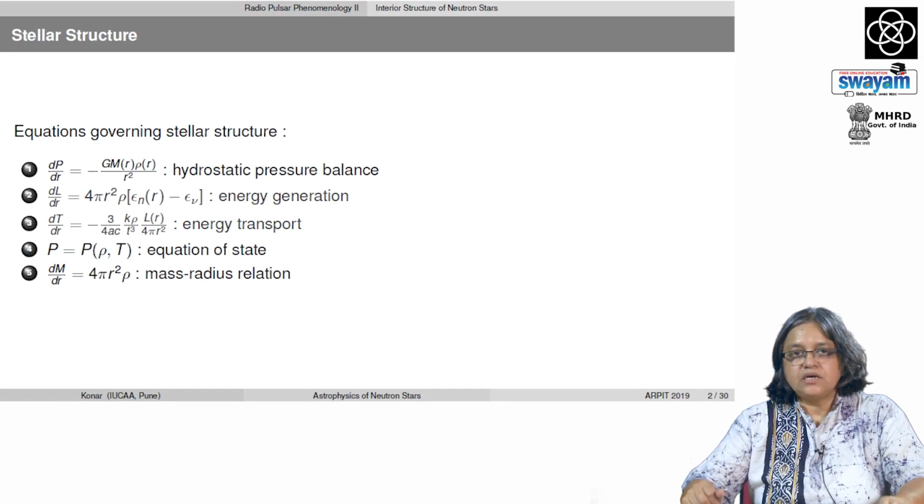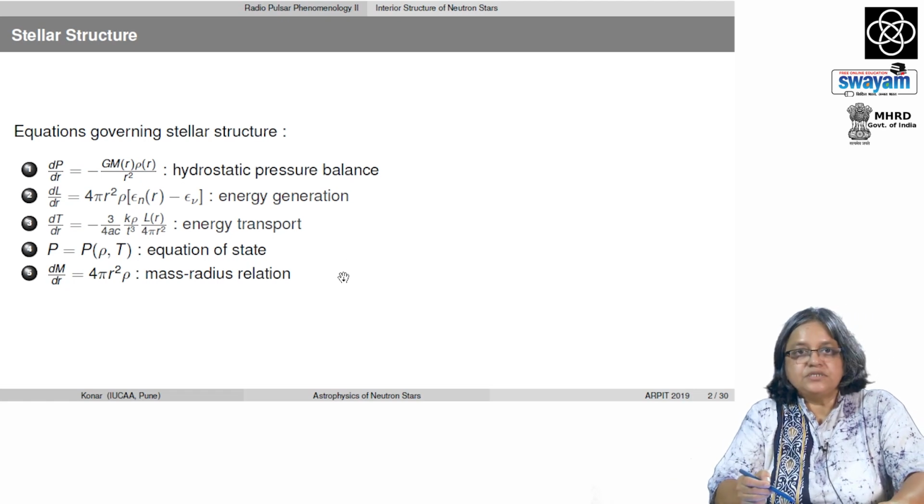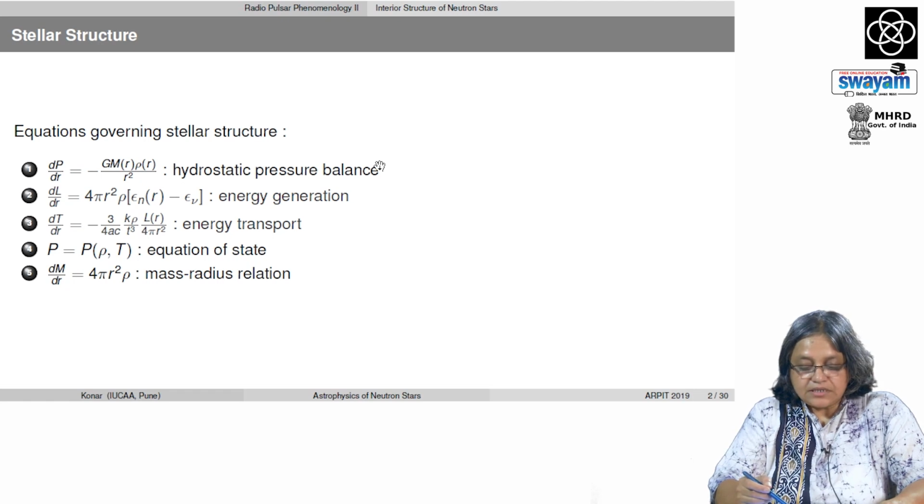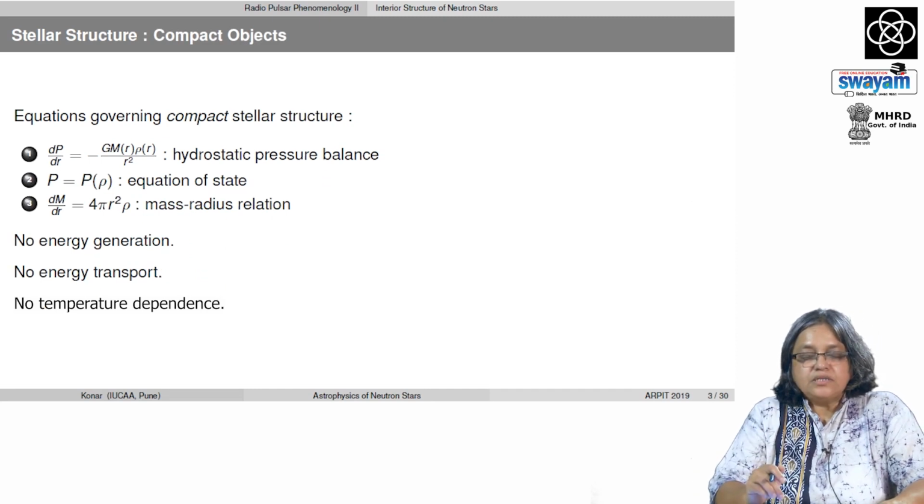Now, let us go back to the structure of the neutron stars for a little. The stellar structure of an active star is given by these 5 equations, as you know: the hydrostatic pressure balance equation, the equation for energy generation, the equation for energy transport, the equation of state, and finally, the mass radius relation.